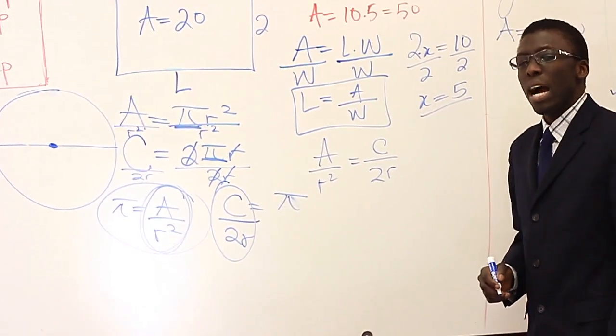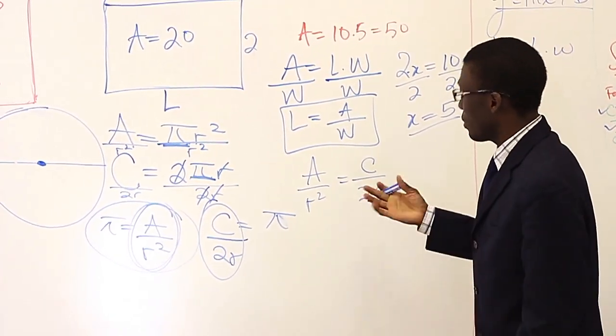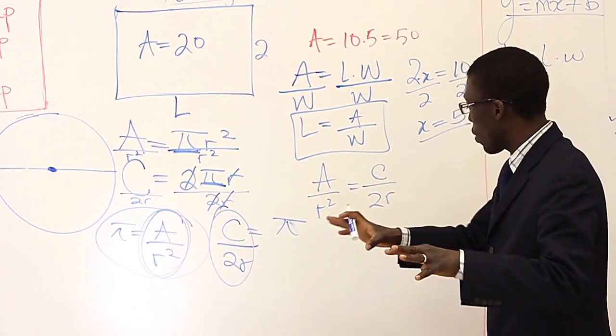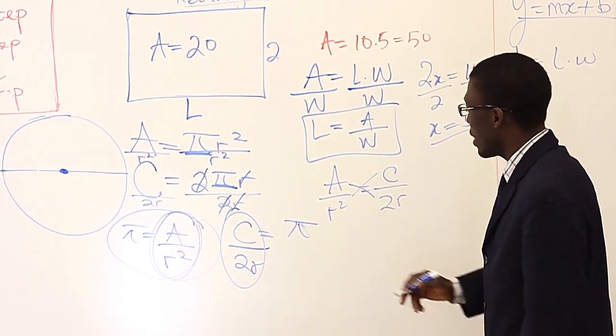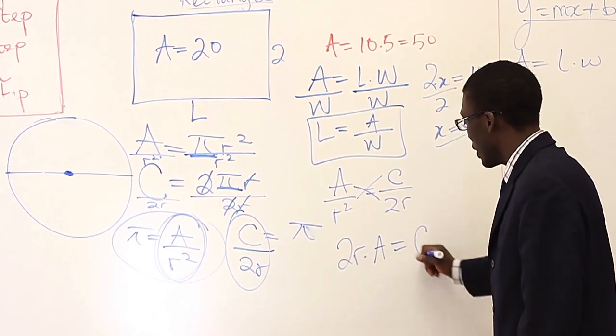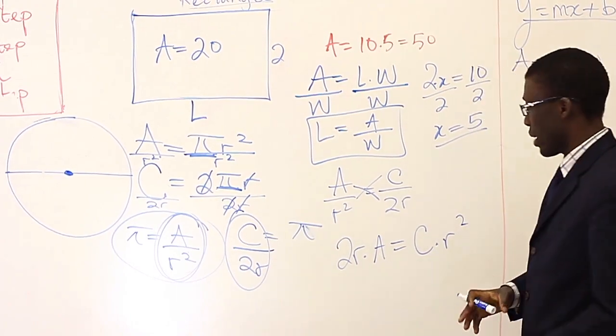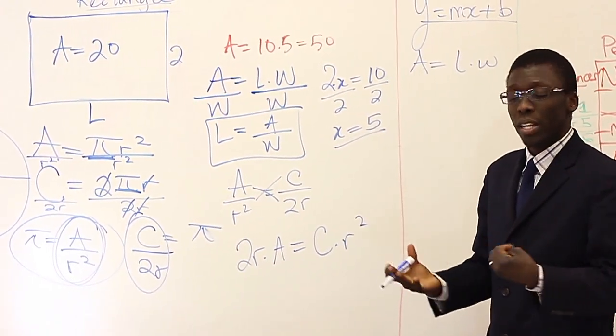And let's say I want to make it a linear equation, just a linear format. Let's put it all in one line. You can multiply both sides, okay? So you get 2r times A is equal to C times r squared. So I multiply both sides. Again, we're just trying to see what equation solving can help us do.